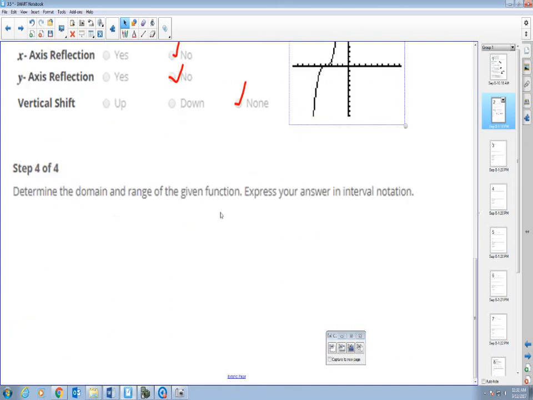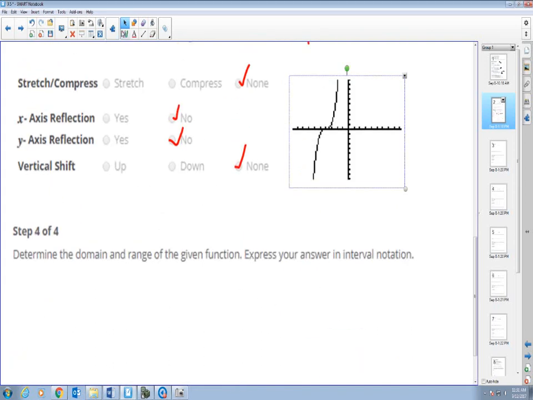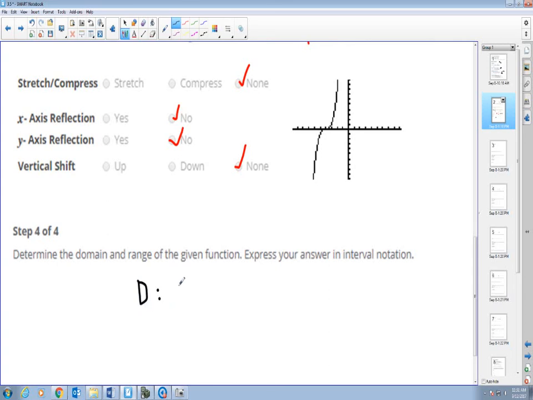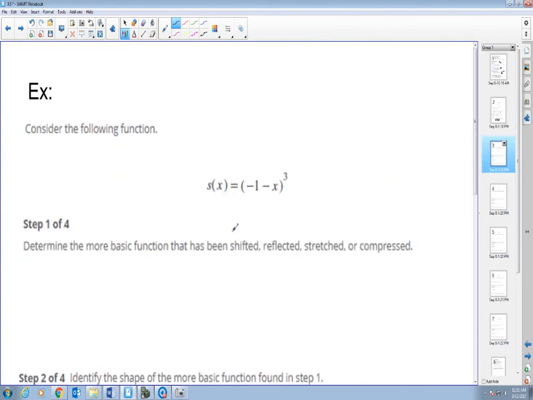All right, determine the domain and the range of the given function. As far as domain, this side keeps on going left, that side keeps on going up. So the domain does not change, negative infinity to infinity. So is the range, because one side keeps on going down, the other side keeps on going up. For a cubic function, which is a polynomial function, domain and range are always the same. All right, let's try another one. Same thing, this is another cubic function.